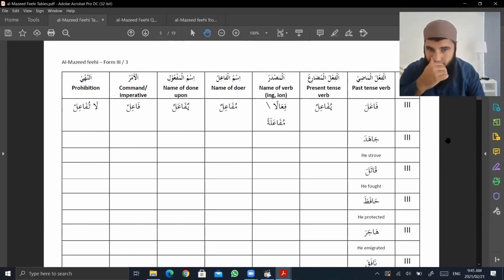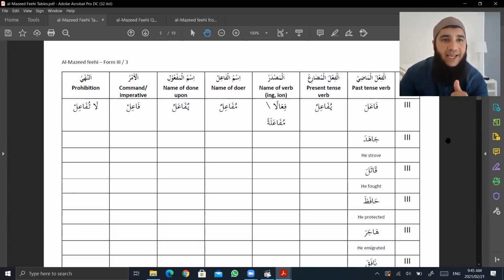In bab number 3, we added an alif before it. Fa'ala. Now try and say the scale for me. You have it in front of you. You can say it with me. Fa'ala yufa'ilu. The masdar is tricky over here because there are 2 options for the masdar. The first one is fi'alan, and the second option is mufa'alatan. So both of them are different forms of the masdar of this bab.